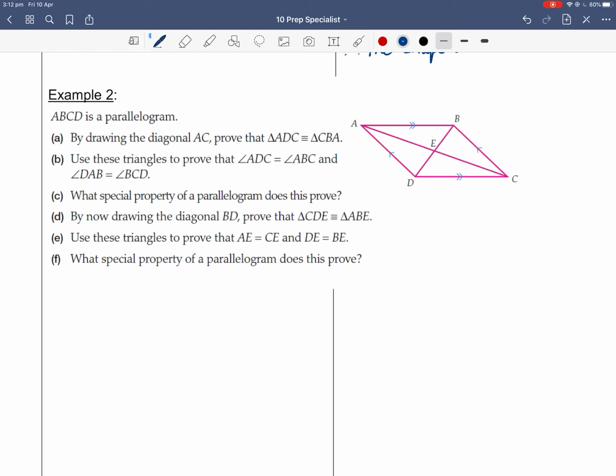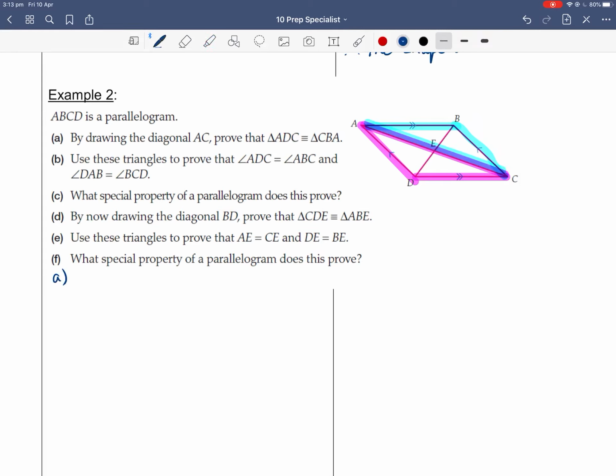Part A says by drawing in the diagonal A to C, so A to C, that's the diagonal there, we want to show that the triangle ADC, so A to D, D to C, that triangle there, we want to show that triangle is congruent to CBA, which is the blue triangle there.